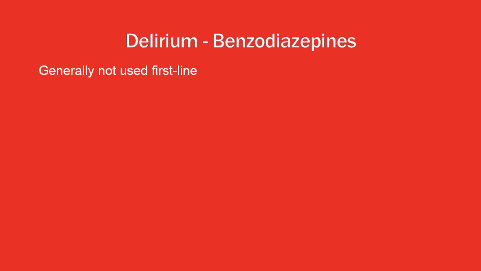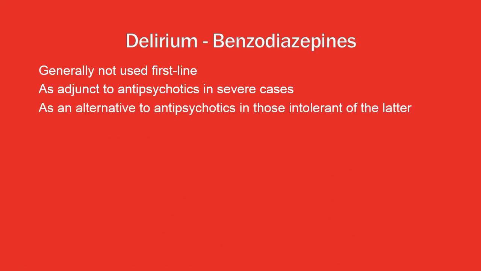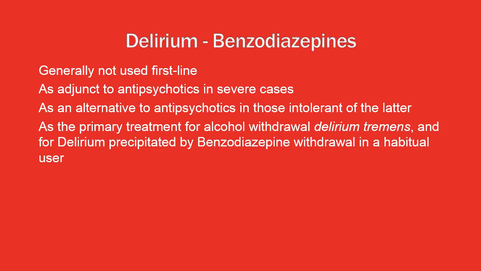Benzodiazepines are generally not used first line in delirium. They can be used as an adjunct to antipsychotics in severe cases, or as an alternative to antipsychotics in those who develop side effects from antipsychotics or for whom antipsychotics are contraindicated. Benzodiazepines are, however, the primary treatment for alcohol withdrawal delirium tremens, and also for delirium precipitated by benzodiazepine withdrawal in someone who has been using a benzodiazepine for many years.